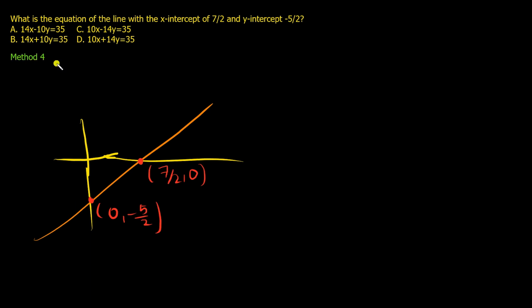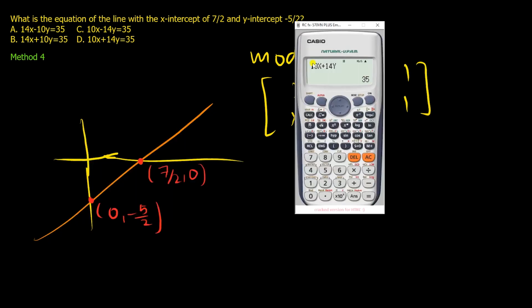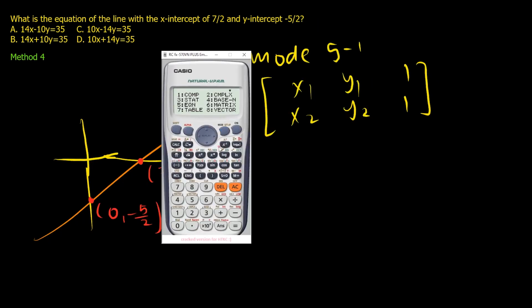Method number 4 is kato akong giingon gud ganina na mode 5.1 na Calcutech. So, pwede po to siya class. Again, ang format ato is x sub 1, x sub 2, y sub 1, y sub 2, 1, 1. Okay? So, input ta. Mode 5.1. Sige.